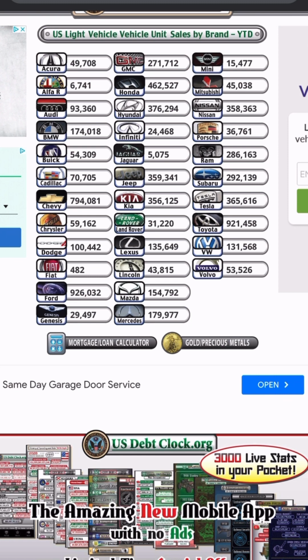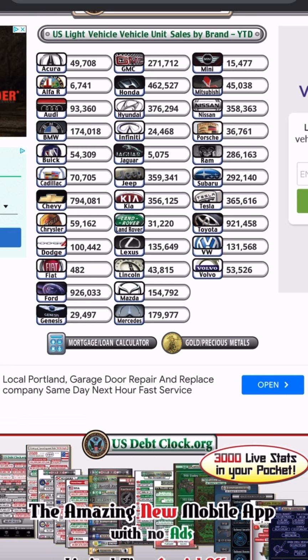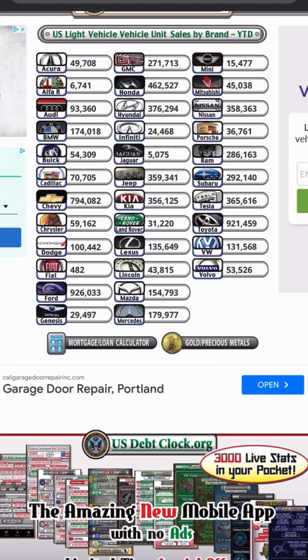Here's the numbers for Ford. Over 926,000 cars sold in Ford, leading by Toyota, if I look correctly here, it's number two. That's two of the most popular vehicles in the United States.